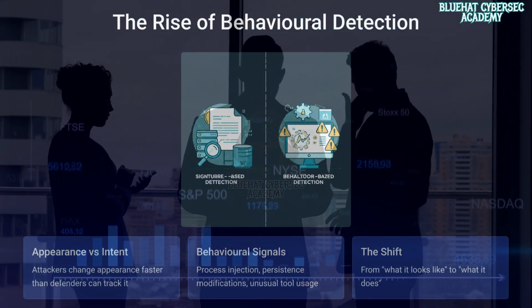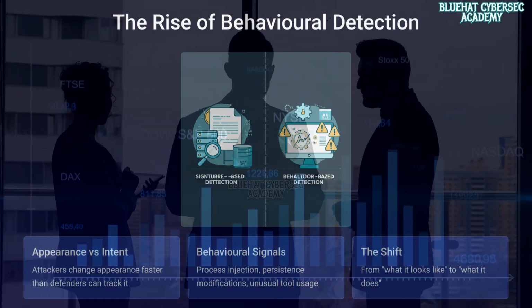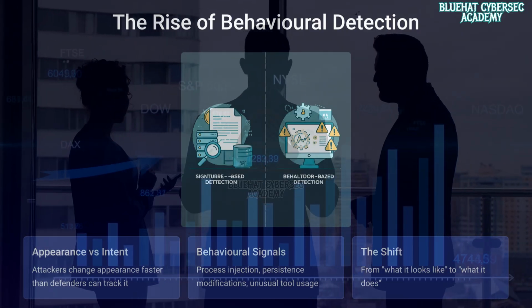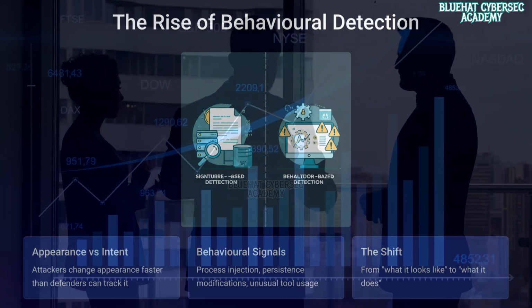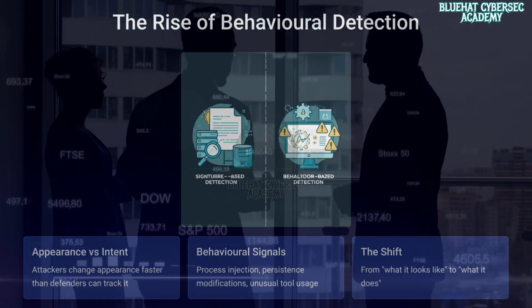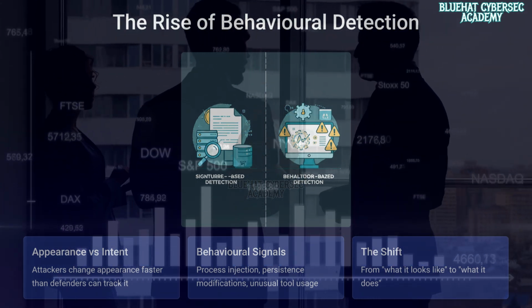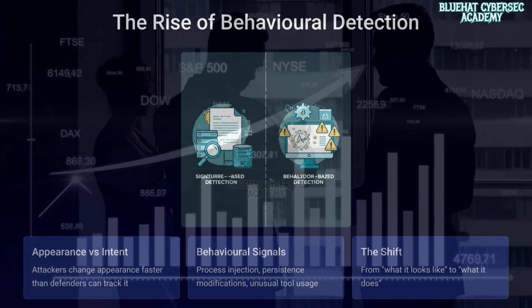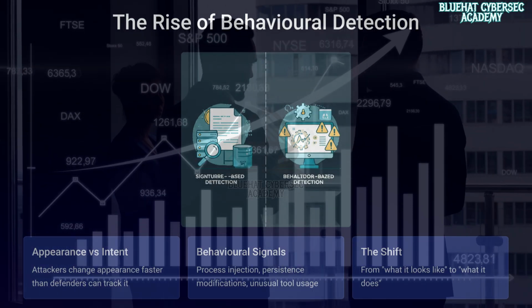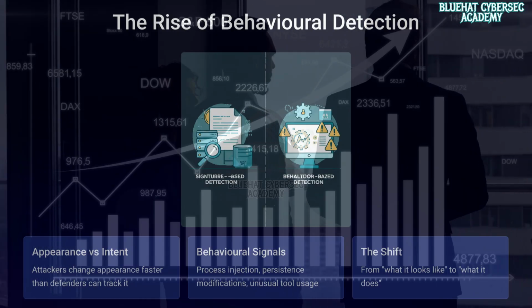At this point, everything connects. Signature detection starts to feel limited, so security evolves. Instead of asking, does this file match known malware? Modern systems ask, does this behavior make sense? And that changes everything. Now, detection focuses on actions like, why is a PDF launching PowerShell? Why is a document modifying registry persistence? Why is one process injecting into another?